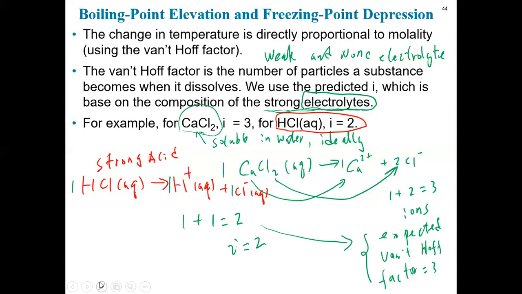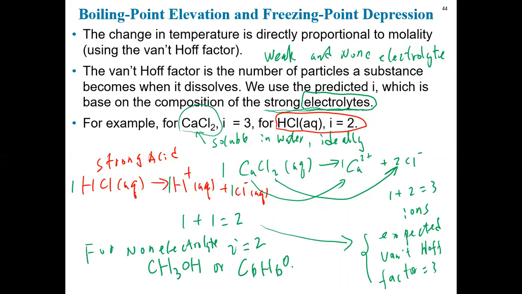Okay, what about those non-electrolytes? For non-electrolytes, for example methanol or glucose, C6H12O6, they all have i equals 1, because they don't dissociate or ionize. You put one methanol in water, you have one particle, or one molecule, of methanol.